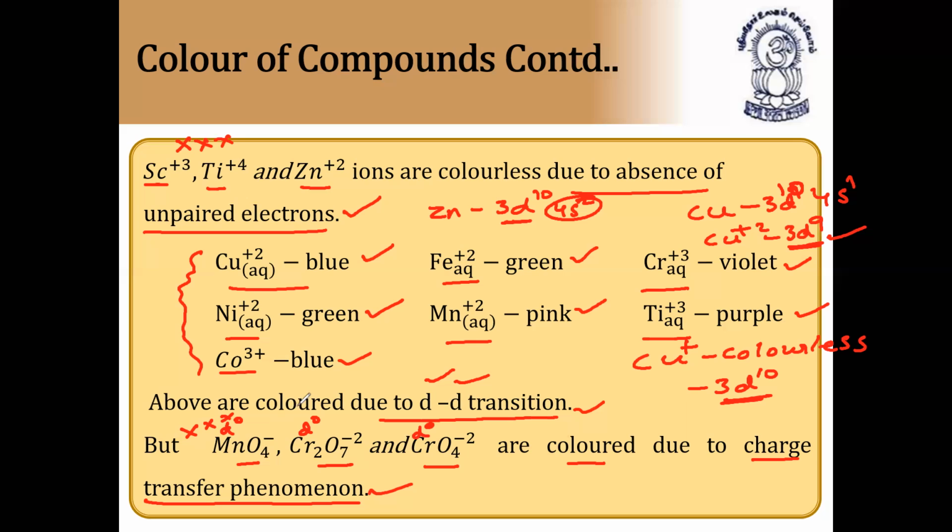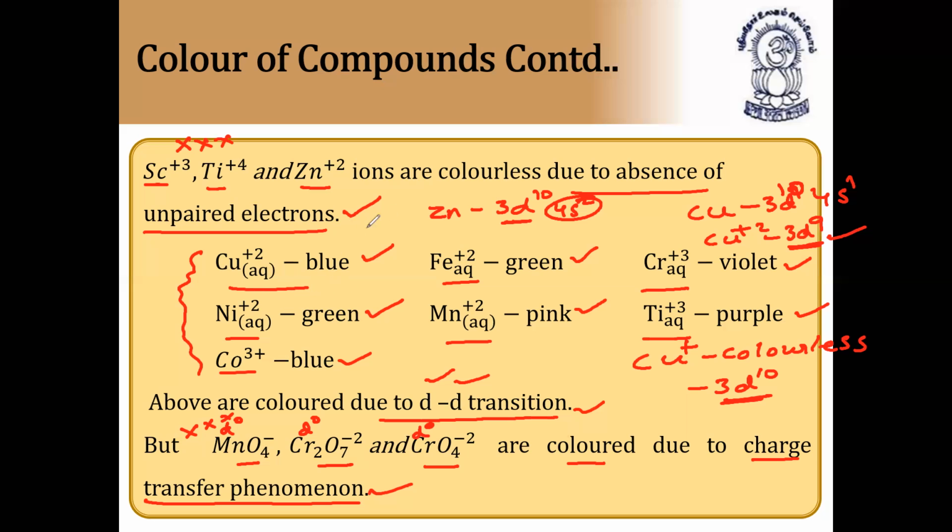And the metal ions which do not exhibit color do so due to the absence of unpaired electrons. So these points are very, very important. Color of compounds is most important; definitely they'll ask a question from this concept. So please note down all these slides. This whole slide is very, very important.